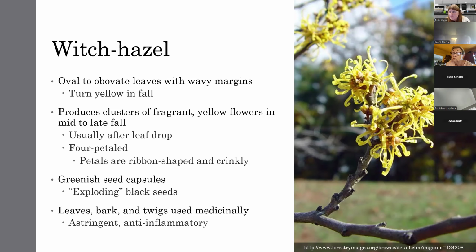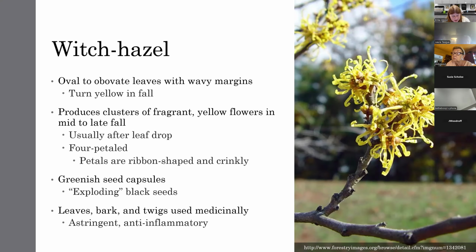Now, you may see this plant quite commonly used as an herbal supplement. It's pretty well out there on the market. It's pretty common, if you will. So different parts of the plant are used for different medicinal purposes, but the ones that you most likely see are the leaves, bark, and twigs. Anti-inflammatory. It helps in any kind of skin irritations. It helps aid in insect bites.